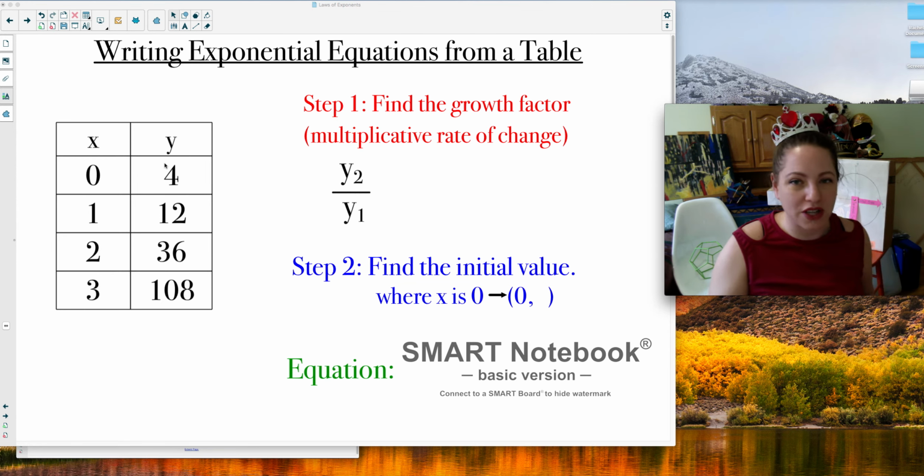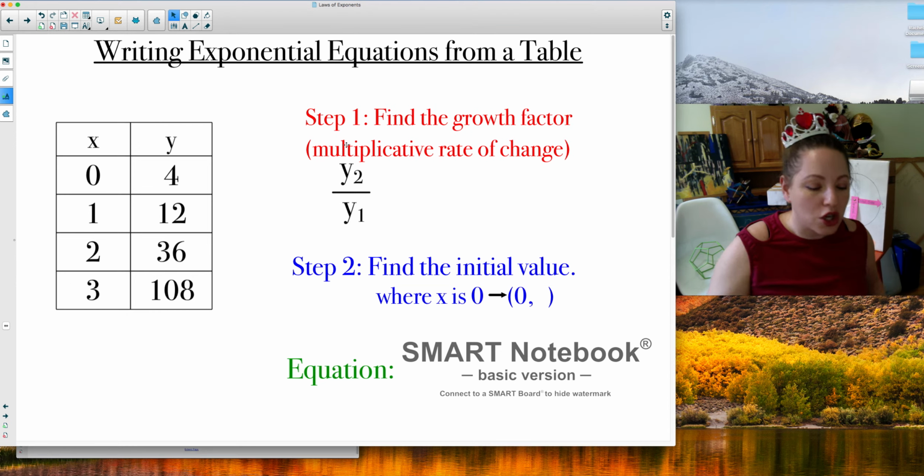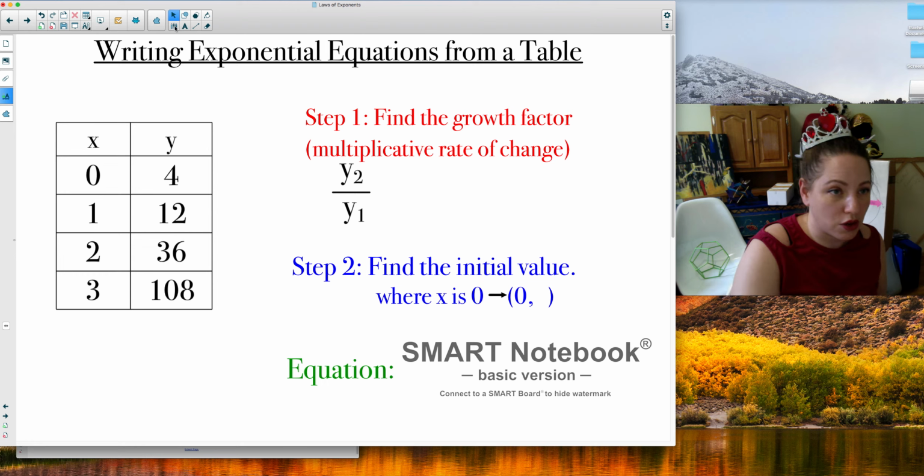All right, so let's start with just the basics. We want to write an exponential equation from a table. So I'm given a table. The first thing is, what does an exponential equation look like? I need to know what it looks like, and that is, an exponential equation is in the form y equals a times b to the x power.